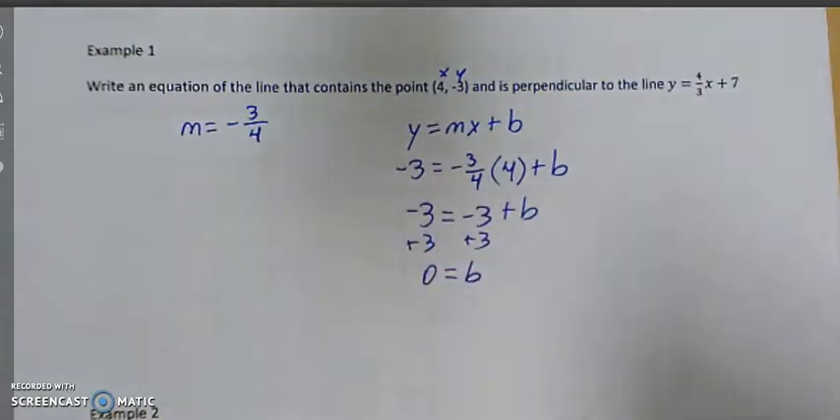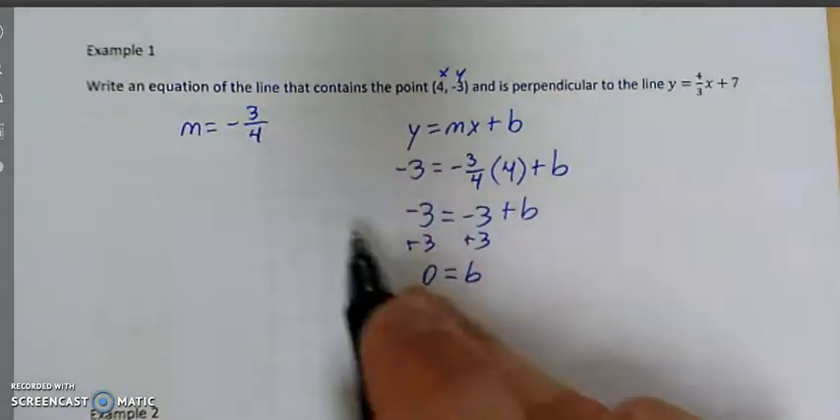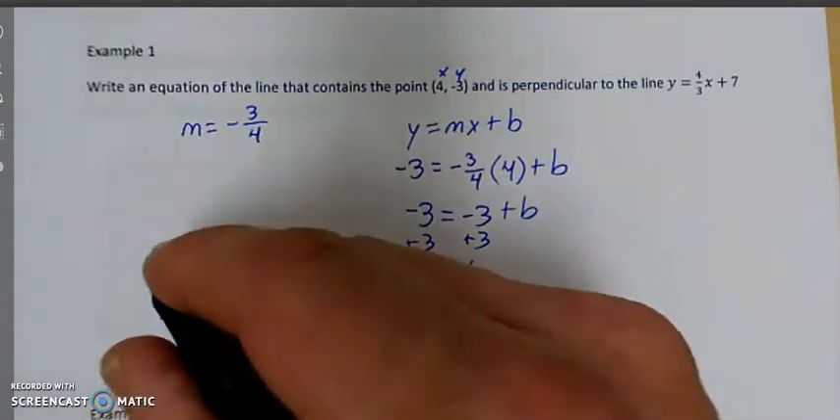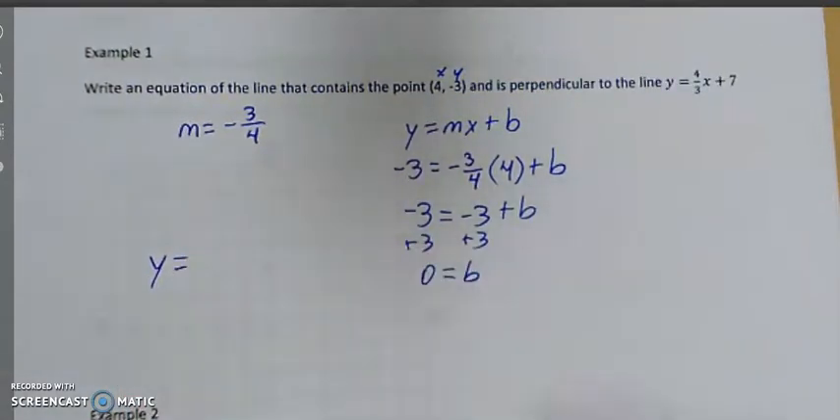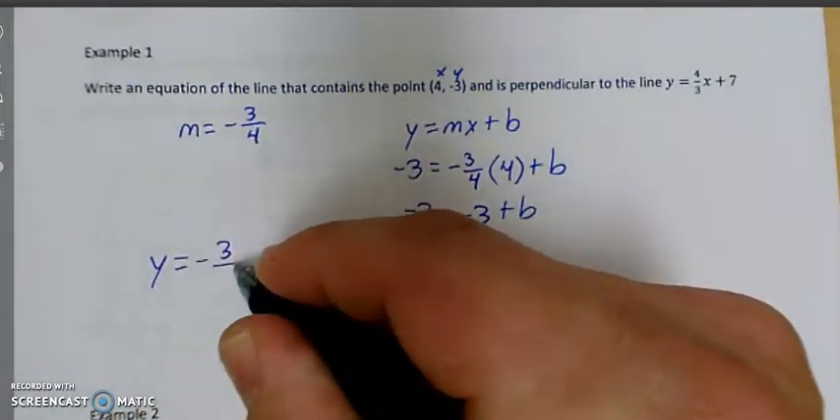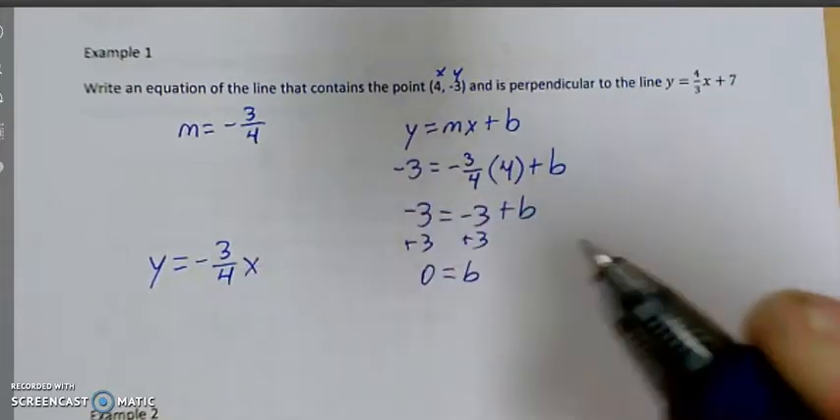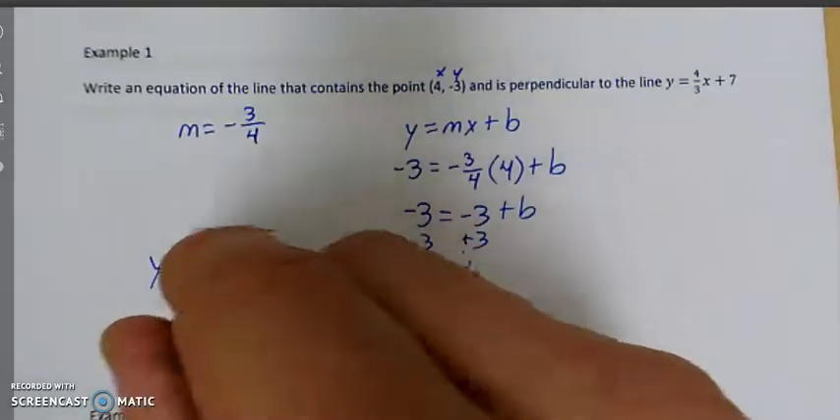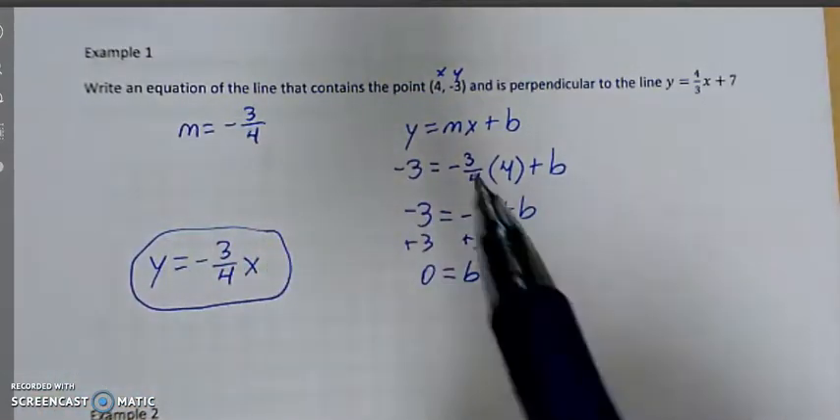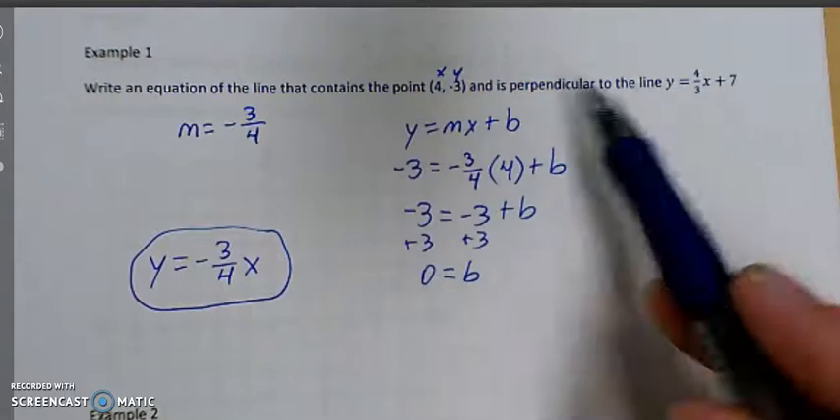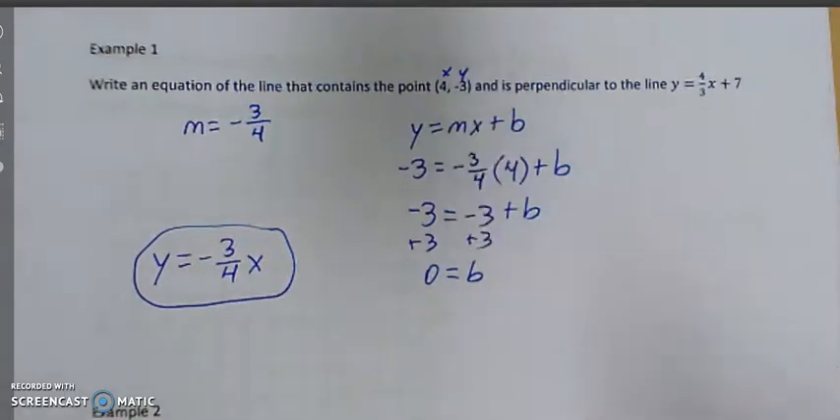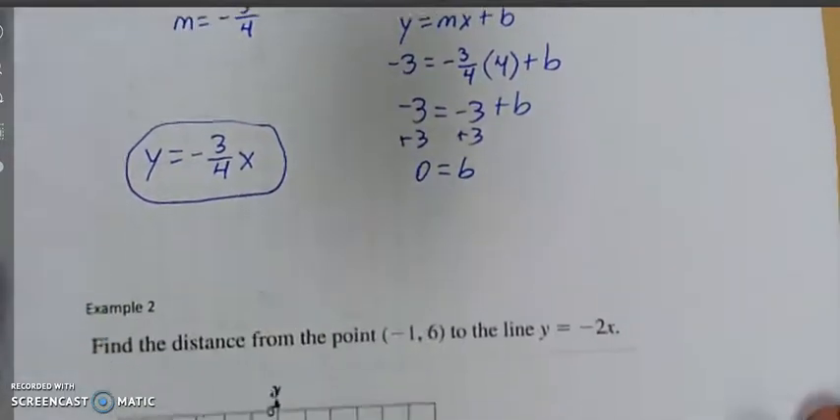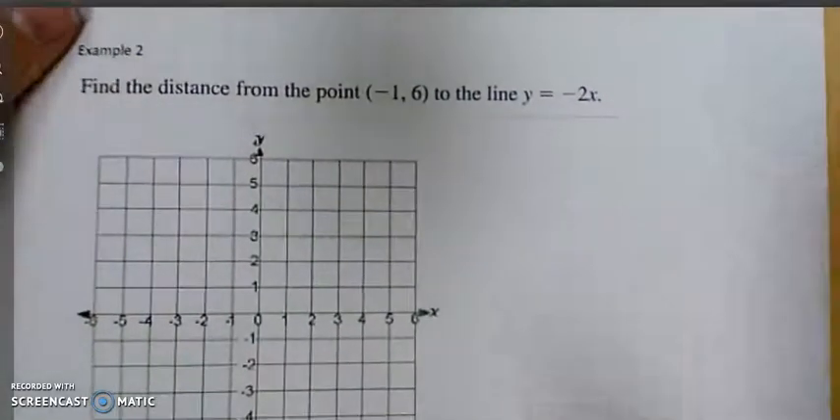So my equation, I now have both things I need, the slope and the y-intercept. y equals negative 3/4 is my slope, x plus 0. Since it's 0, I'm not going to bother writing it, but this is the answer for the line that would be perpendicular to this line and containing that point. Moving right on into example 2.